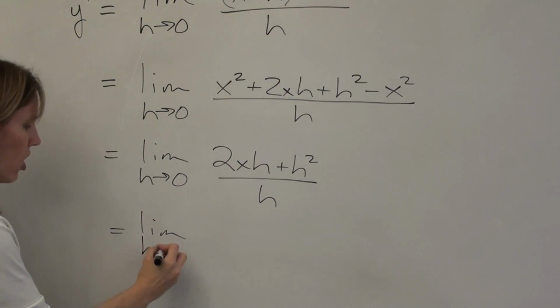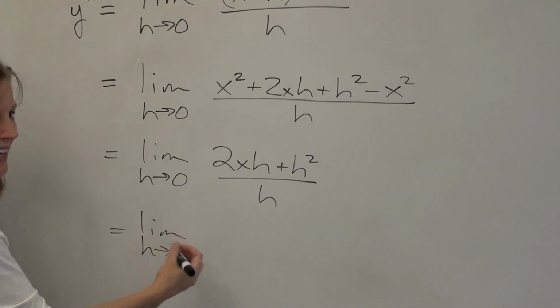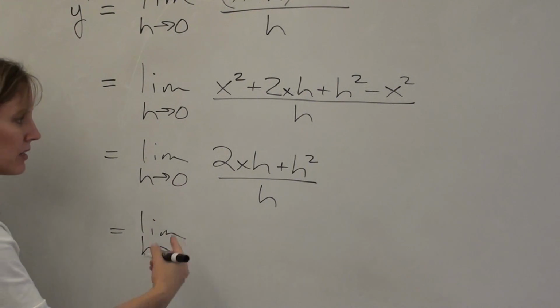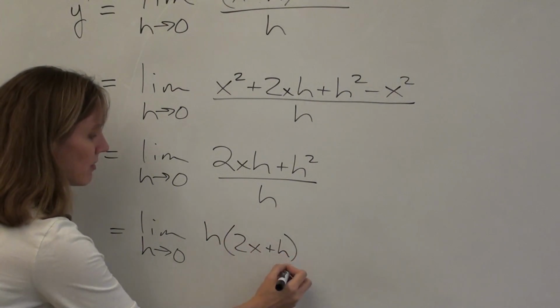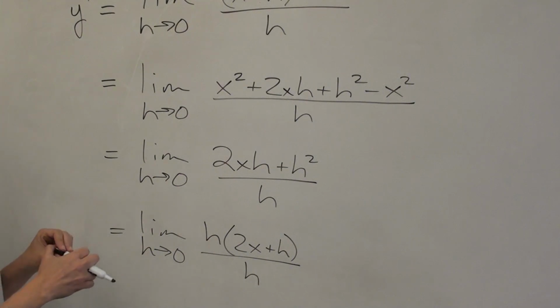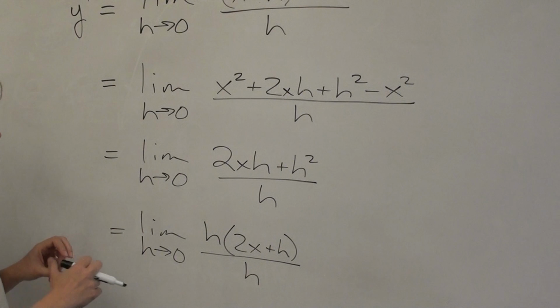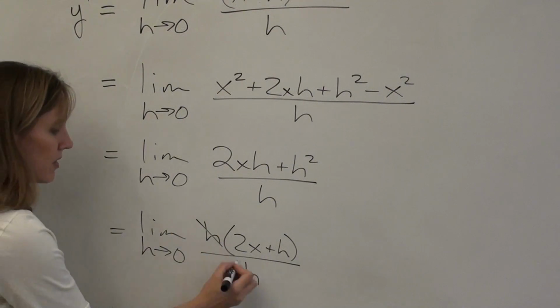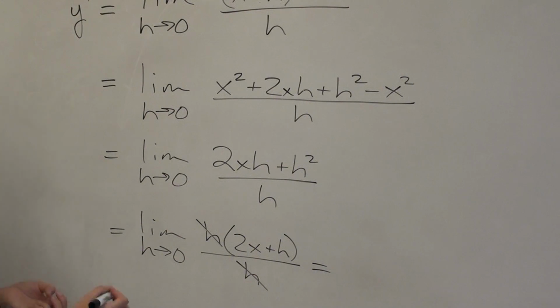I always used to cancel right from here, but I'm seeing so much bad canceling on tests and quizzes that I'm going to require you guys to factor it out. I want you to get in good habits. If you can't factor it out of every single term, you don't get to cancel it. Every term, or you don't get to do it. So now h is gone. What's my answer? 2x.